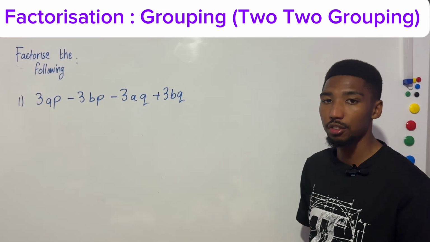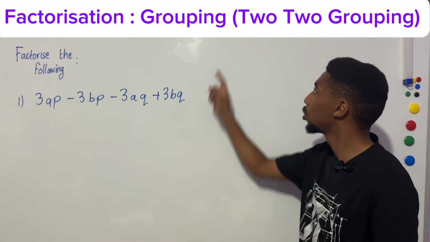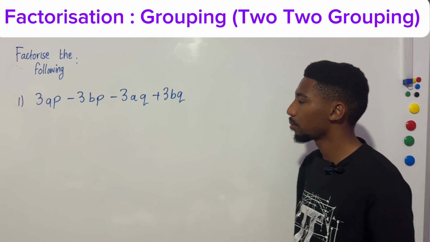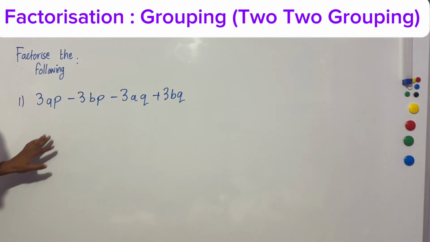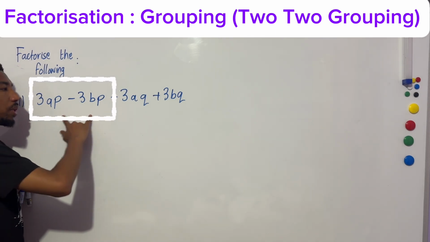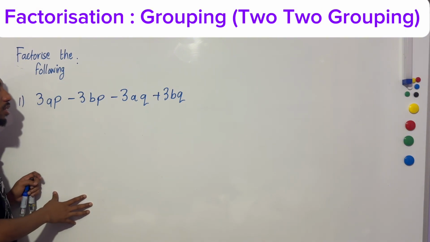This is factorization for grade 10, and the type of factorization we'll be doing is grouping 2 to 2 grouping. Let's go straight into an example. Now, most of the time, for the easy ones, you'll have your first two that you have to group and your second two that you have to group for your four different terms.